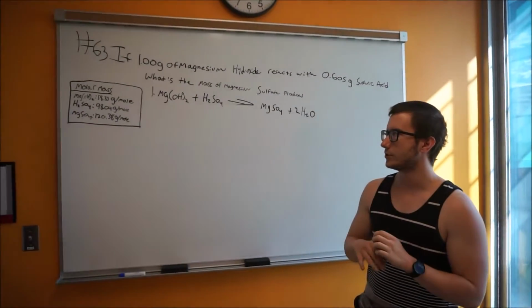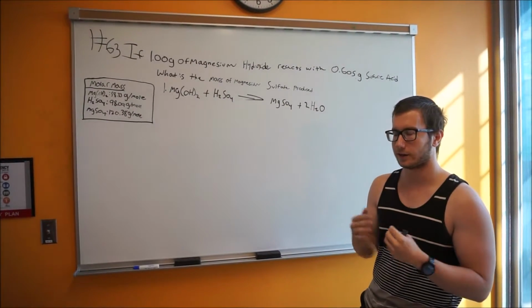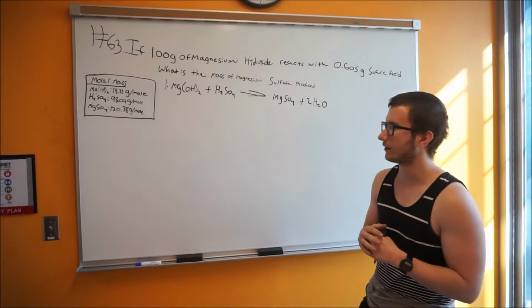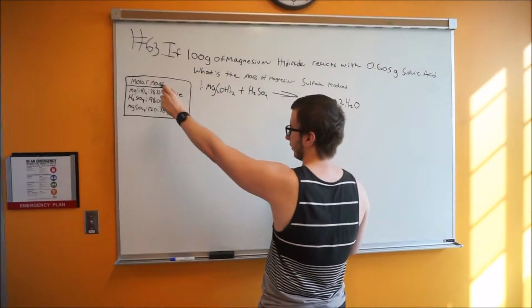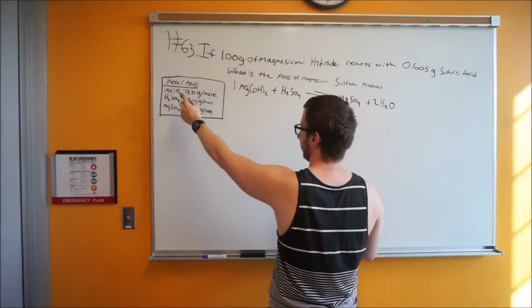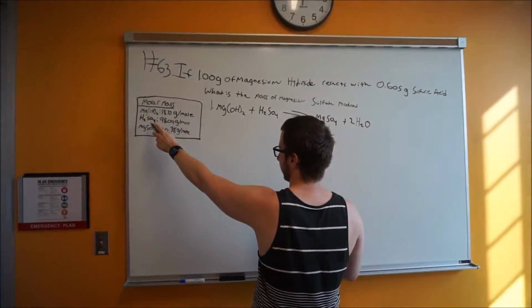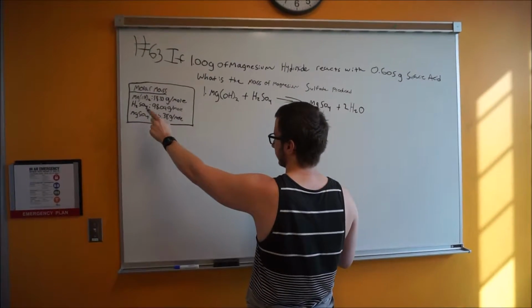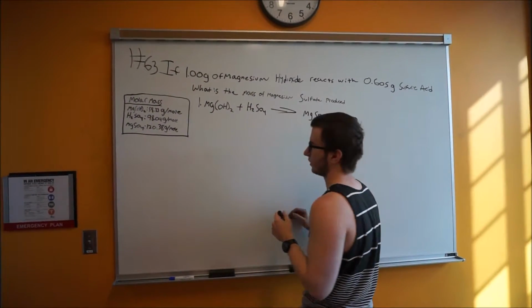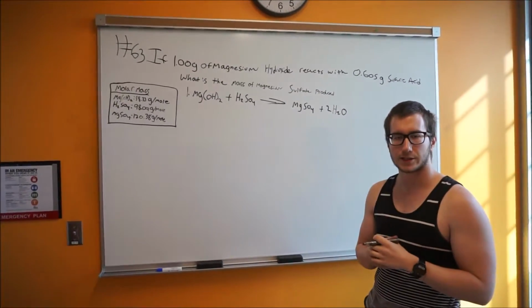Second step was to do the molar mass, which I did off screen because it would take a while and I don't think you want to see me work my calculator the entire time. I've done the mass of magnesium hydroxide, which is 58.33, the mass of sulfuric acid, which is 98.09, and the mass of magnesium sulfate, which is 120.38. So from there, we can go ahead and start.